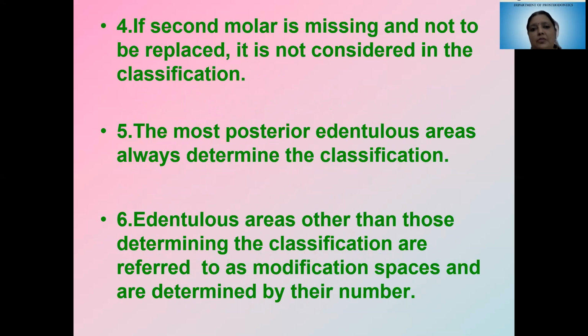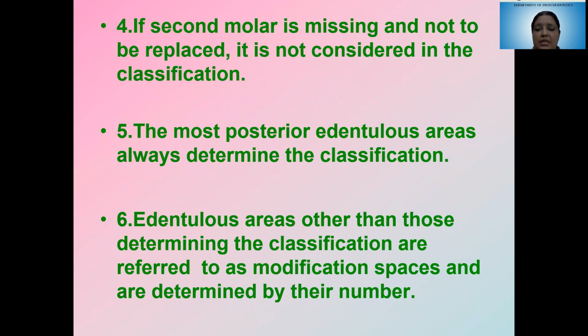Now, the same thing, Applegate's fourth rule says that if the second molar is missing and it's not going to be replaced, it is not considered in the classification. The patient has got teeth only up to the first molar, and then a couple of anterior teeth are missing. Then you will look at the anterior teeth and then you will classify the arch. You are not going to consider the missing second molar and third molars.